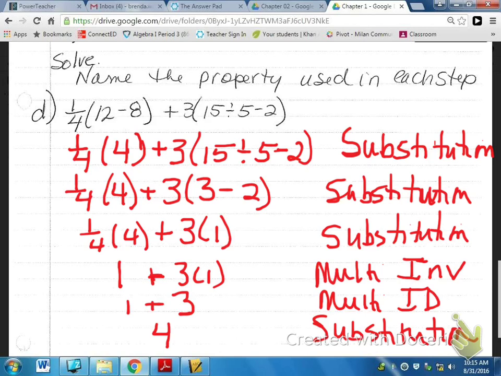And that is taking a problem using order of operations, one step at a time, and justifying each step using your properties. And that will be what you need to know how to do. Are there any questions?